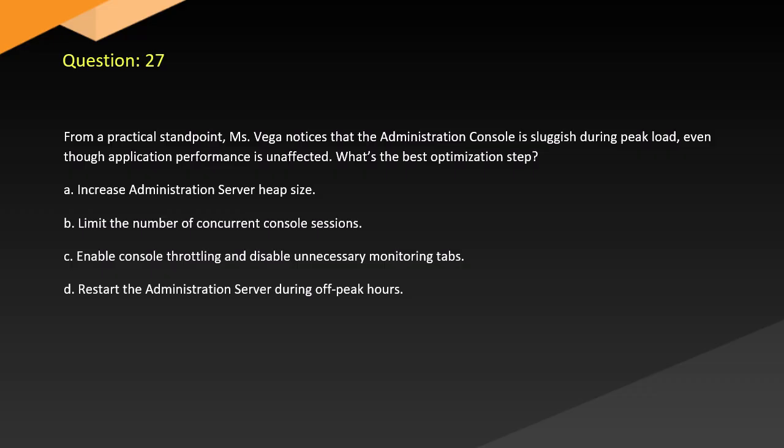Question 27. From a practical standpoint, Vegan notices that the administration console is sluggish during peak load even though application performance is unaffected. What's the best optimization step? A. Increase administration server heap size. B. Limit the number of concurrent console sessions. C. Enable console throttling and disable unnecessary monitoring tabs. D. Restart the administration server during off-peak hours.